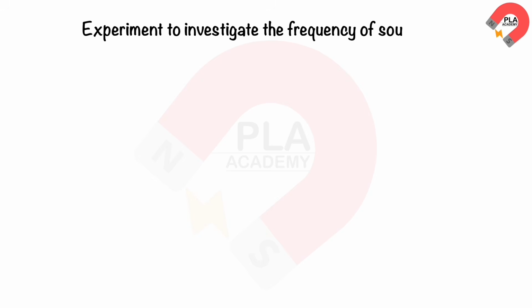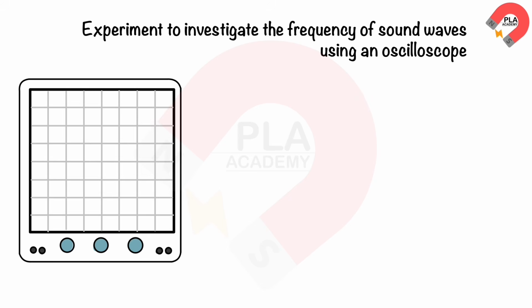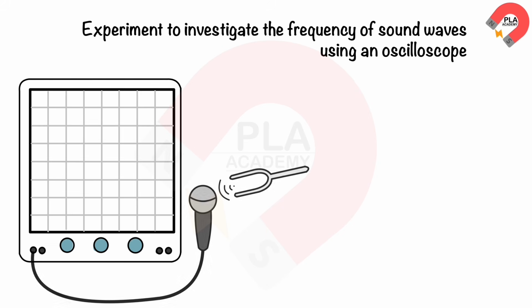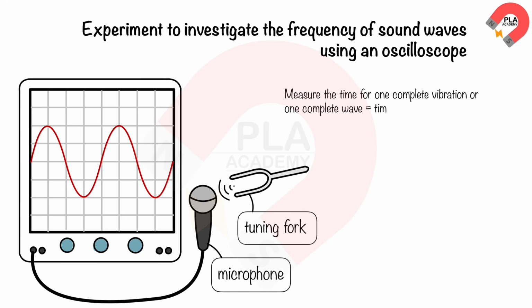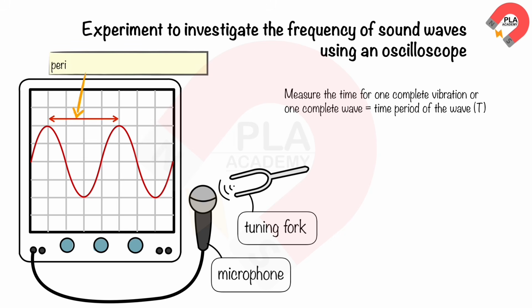Investigate the frequency of sound using the oscilloscope. Although we cannot see an actual sound wave, we can see an image or representation of it by connecting a microphone to a piece of apparatus called an oscilloscope. When the sound wave from a source, such as a tuning fork, enters the microphone, the oscilloscope draws the longitudinal sound wave as a transverse wave, which allows us to see features, such as the wave's amplitude and frequency, more easily. From the trace drawn on the screen, we can measure the time for one complete vibration, or one complete wave. This is called the time period of the wave, T.